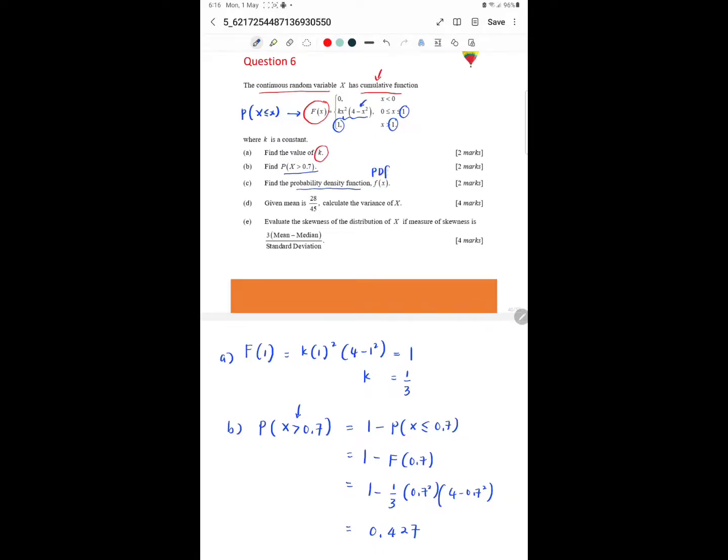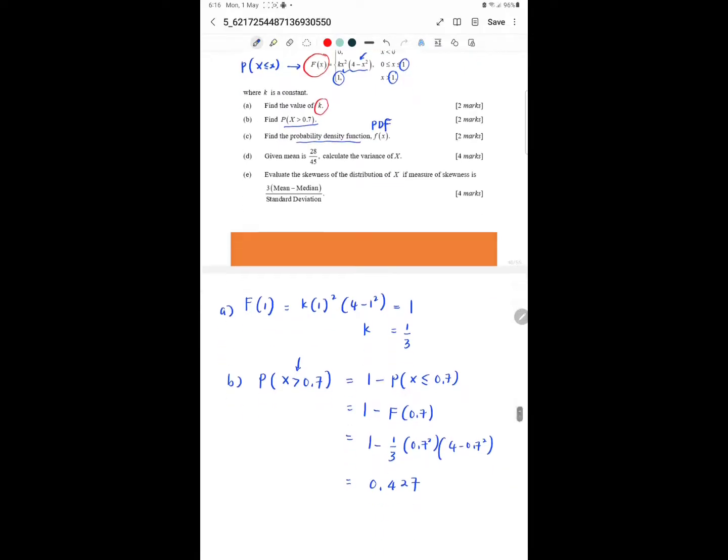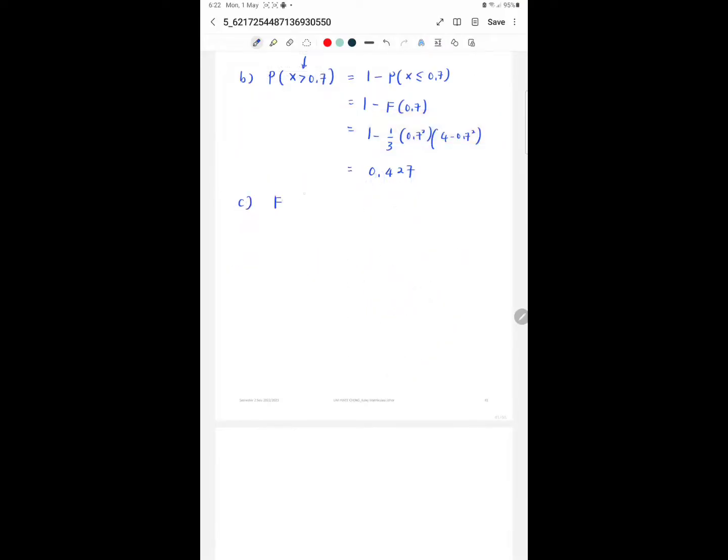Okay, question C. Find the probability density function. So PDF function. PDF there. Then question C, to find PDF function, CDF to PDF, we need to differentiate. So we differentiate one by one, since we differentiate the first one is 0. So from 0 until 1, differentiate k, we already have the value there. And then just straight away multiply 4x square. Okay, so this will be like x square times x square, x power of 4. So differentiate, we get 1 over 3, 8x minus 4x cubed.